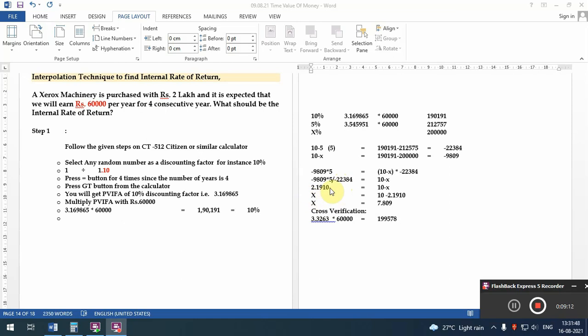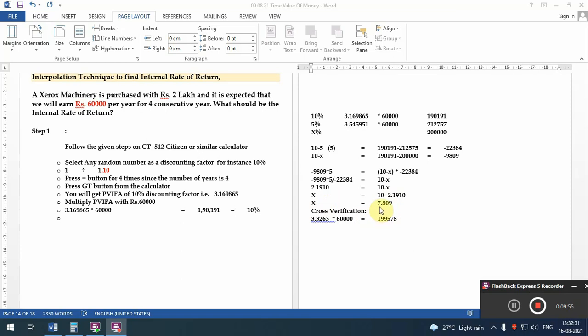Now 2.1910 is equal to 10 minus x. So I am flipping the sides. I am bringing the x on this side, so the negative sign of x will now turn into a positive sign. Now this 2.1910 is also positive. When I am bringing it on the opposite side, it will turn into a negative figure. So now 10 minus 2.1910 is equal to x. So the value of x is 7.809, which is my discounting factor.